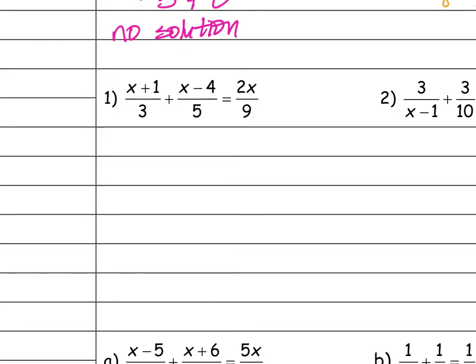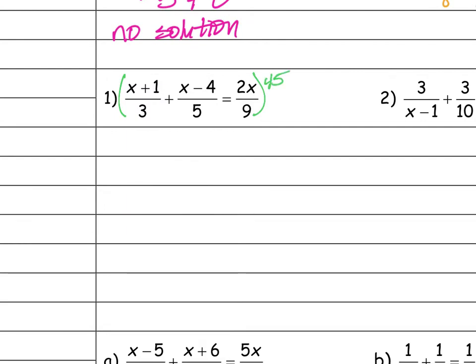Late. It's only no solution if I get 0 equaling some other number. If it was 0 equaling 0, then it would be all solutions. She's talking to somebody else. Okay, I'll talk to her when she's not busy.